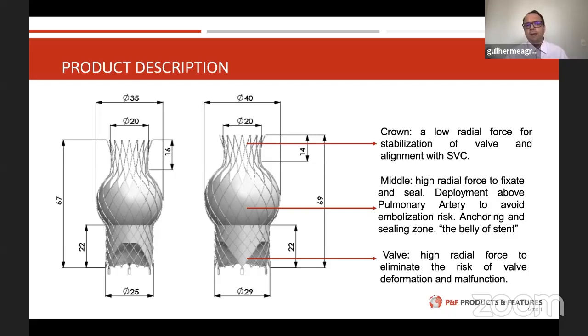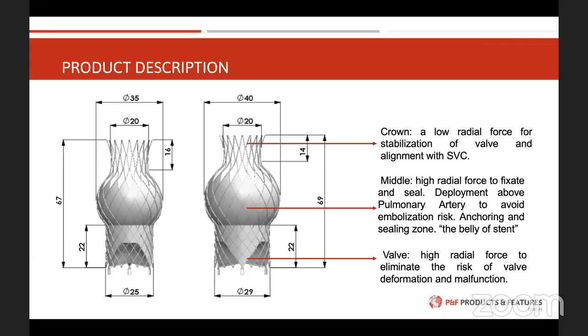In some cases, when we have a short superior cava, we need to protrude this crown into the innominate vein or brachiocephalic vein. We need to move the valve a little higher to have this accommodation and to keep the belly, this spherical stent, at the level of the pulmonary artery, because this specially shaped stent will push against the wall and keep a pushing force up and down to keep the valve always higher, to avoid embolization of the valve. And this is important.